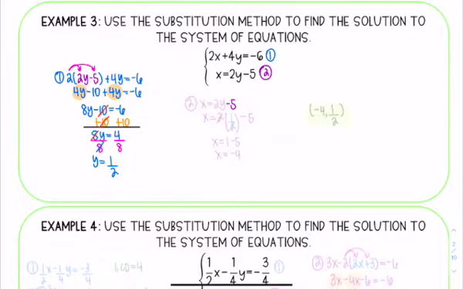And so now that I have solved for one variable, I can plug it into any equation that I want to figure out x, the other variable. So I'm going to plug this into equation number 2 since it's already solved for x. And so what we end up having is x equals 2 times our y, which is 1/2, minus 5.